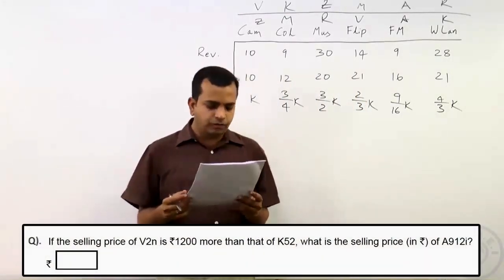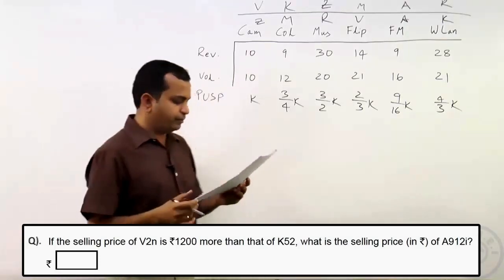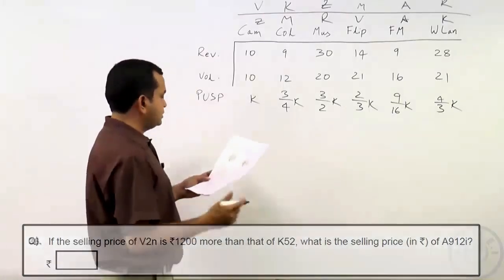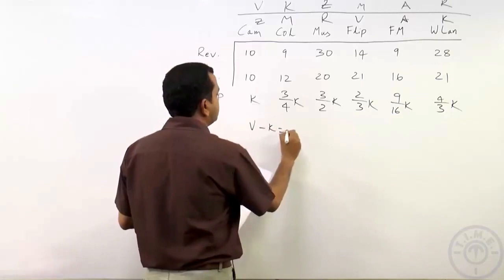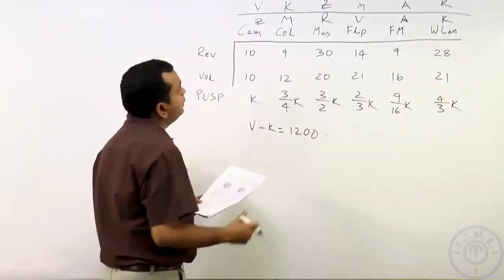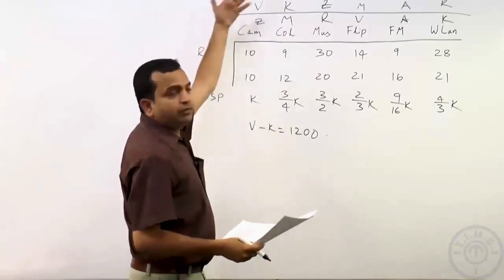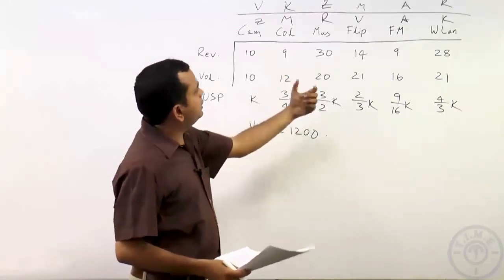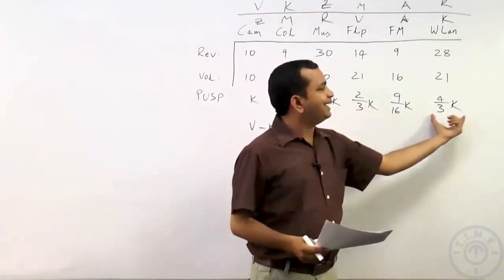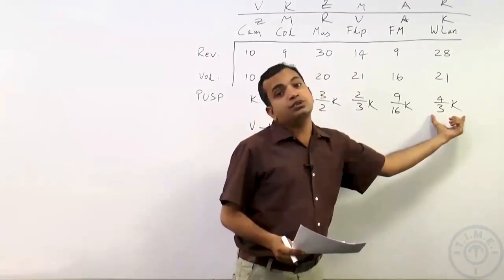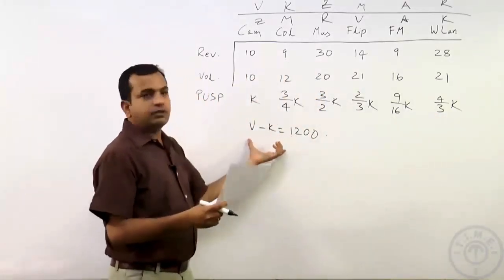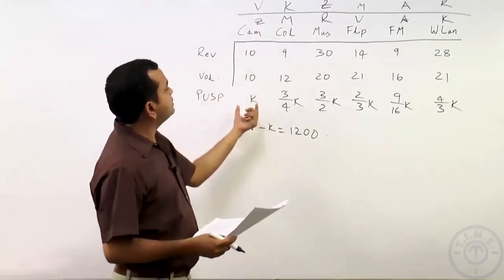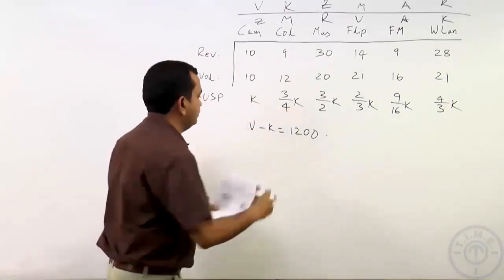If the selling price of V is 1200 more than that of K, then what is the selling price of A? Now, it is given that V minus K is equal to 1200. Now, we know what V and K are. We have 2 cases. In case 1, V is K and K is 3/4 K. In case 2, V is 2/3 K and K is 4/3 K. That means that case 2 is ruled out, because V is more than K, which means we need to go with case 1, and in case 1 we know V minus K is 1200, which means that K minus 3/4 K is 1200.